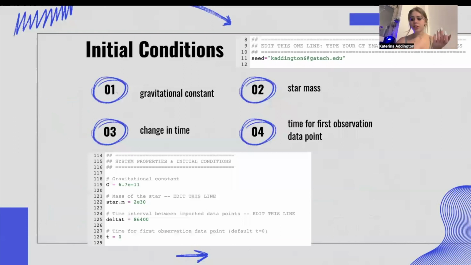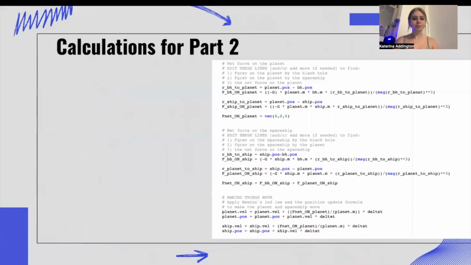So our initial conditions are the seed, which only needs my email address. That is how the unique trajectory is created. We have the gravitational constant, and all of these are listed below. So the gravitational constant, the star mass given by the lab, the change in time, which we know, the time between the data points to the trajectory is 1 day. So we set the time to be 86,400 seconds, which is equivalent to 24 hours. And our time for first observation is 0 because we start at 0.